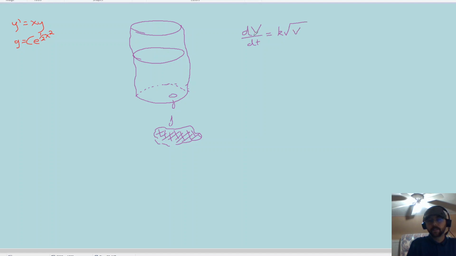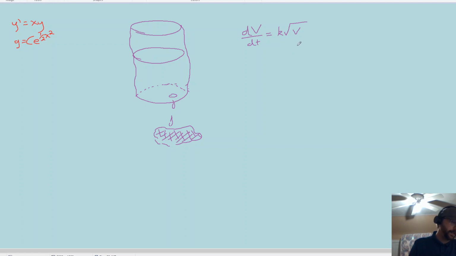So the rate of change of the volume with respect to time equals proportionality constant times the square root of the volume, once again, with respect to time. I guess, I don't know, the volume, I think you have to say with respect to time. That sounds like the most Englishy way to say that.